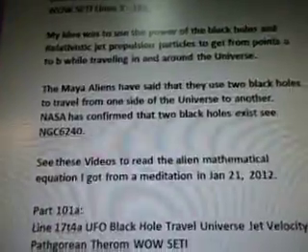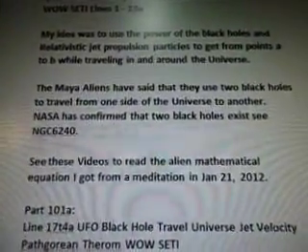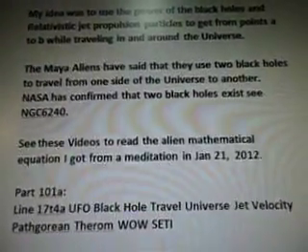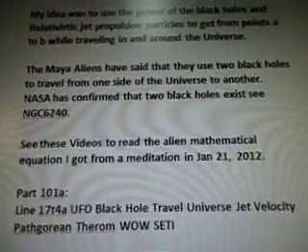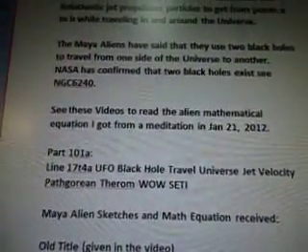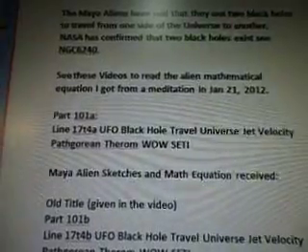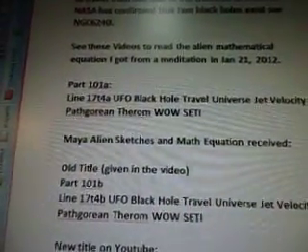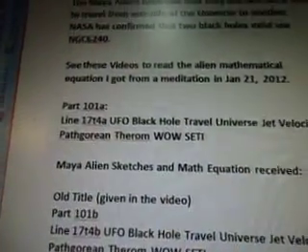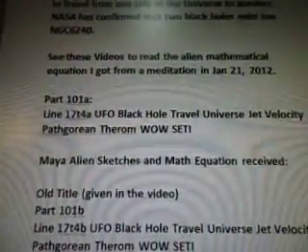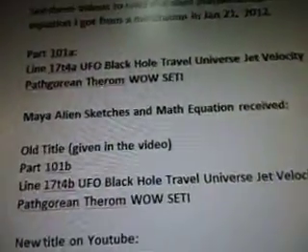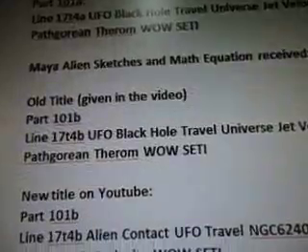The Maya aliens have said that they use two black holes to travel from one side of the universe to another. NASA has confirmed that two black holes exist. See NGC 6240. See these videos to read the alien mathematical equation I got from a meditation on January 21st, 2012. Part 101A is line 17T4A: UFO black hole, travel universe, jet velocity, Pythagorean theorem, Wow SETI. The Maya alien sketches and math equation received.